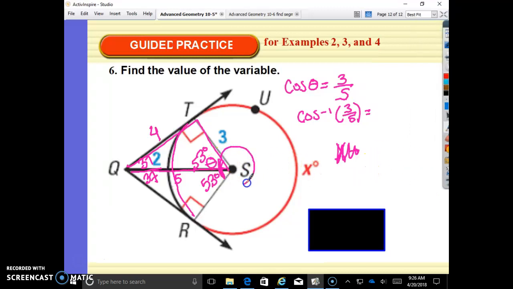A circle is 360 degrees, correct? And 360 degrees minus 53 equals 254 degrees. Do you guys agree? And it's a central angle. So doesn't that make this 254 degrees? Right? Yeah. Makes sense, huh?